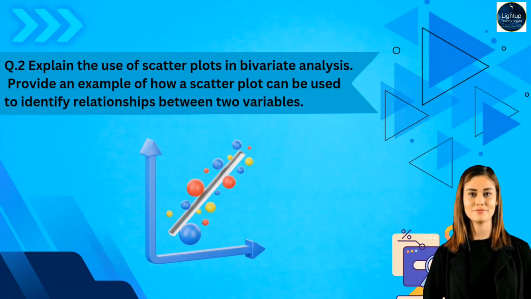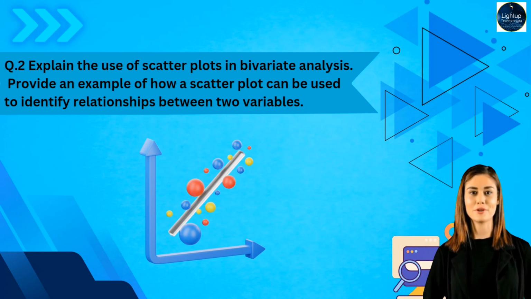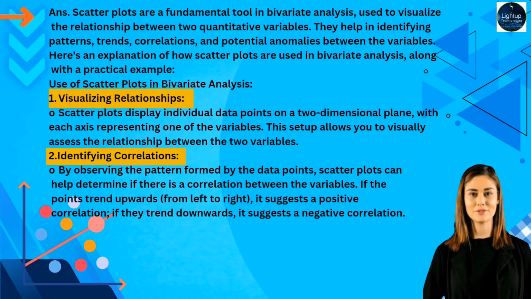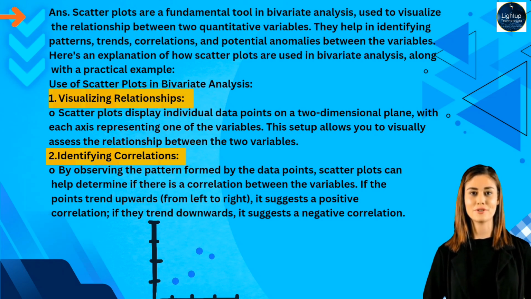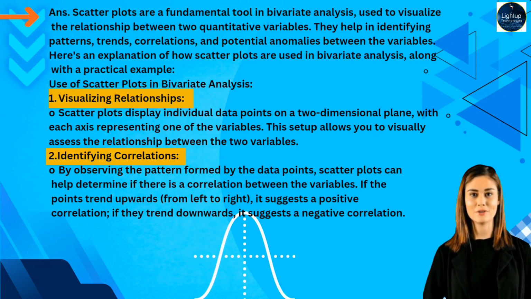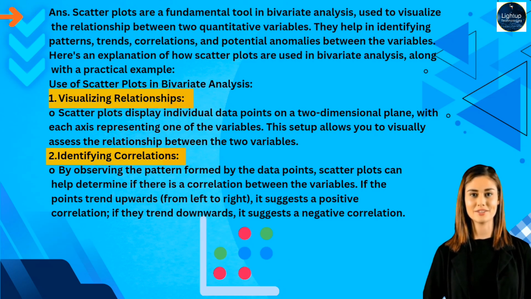Explain the use of scatter plots in bivariate analysis. Provide an example of how a scatter plot can be used to identify relationships between two variables. Scatter plots are a fundamental tool in bivariate analysis, used to visualize the relationship between two quantitative variables. They help in identifying patterns, trends, correlations, and potential anomalies between the variables. Here's an explanation of how scatter plots are used in bivariate analysis, along with a practical example.